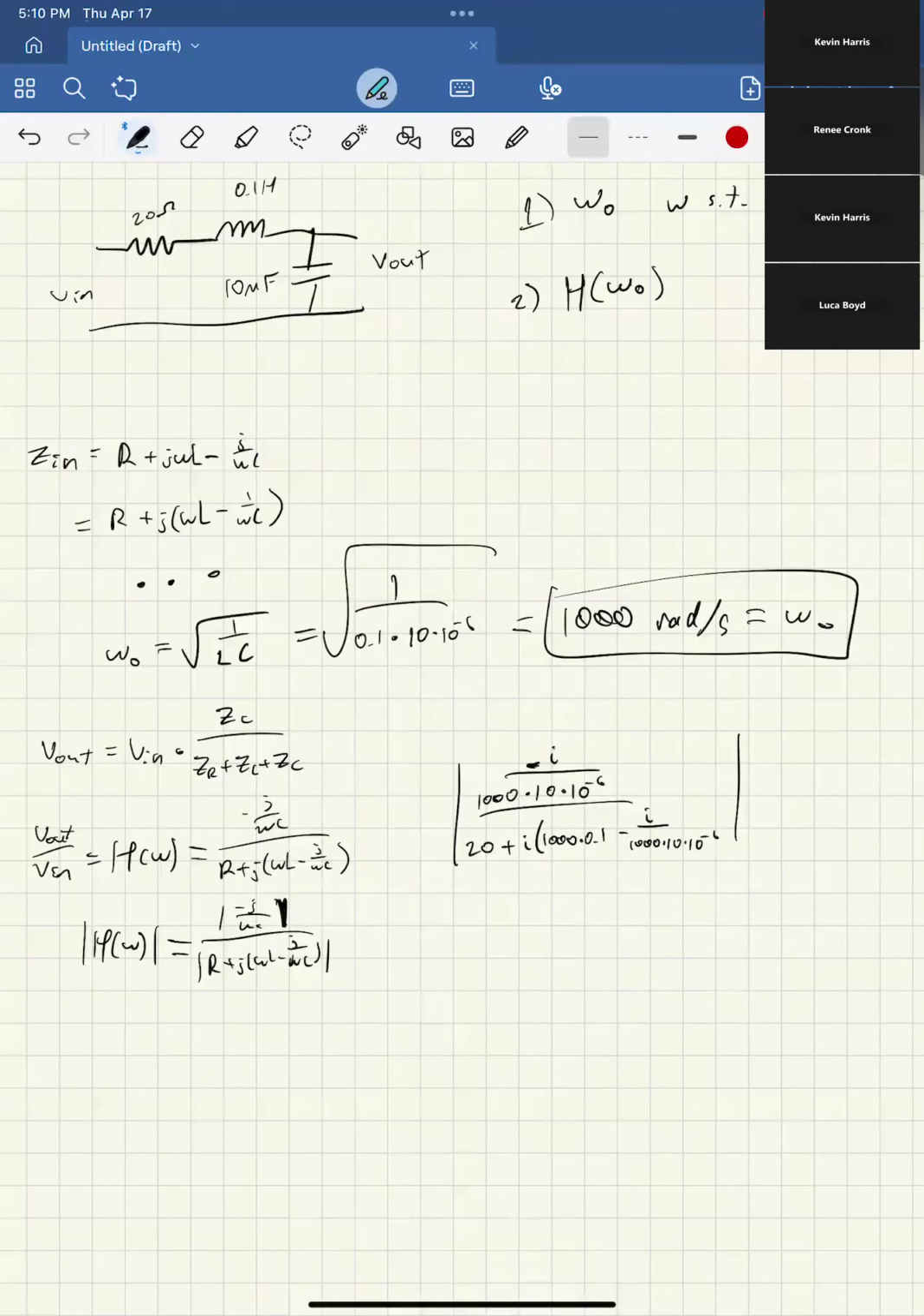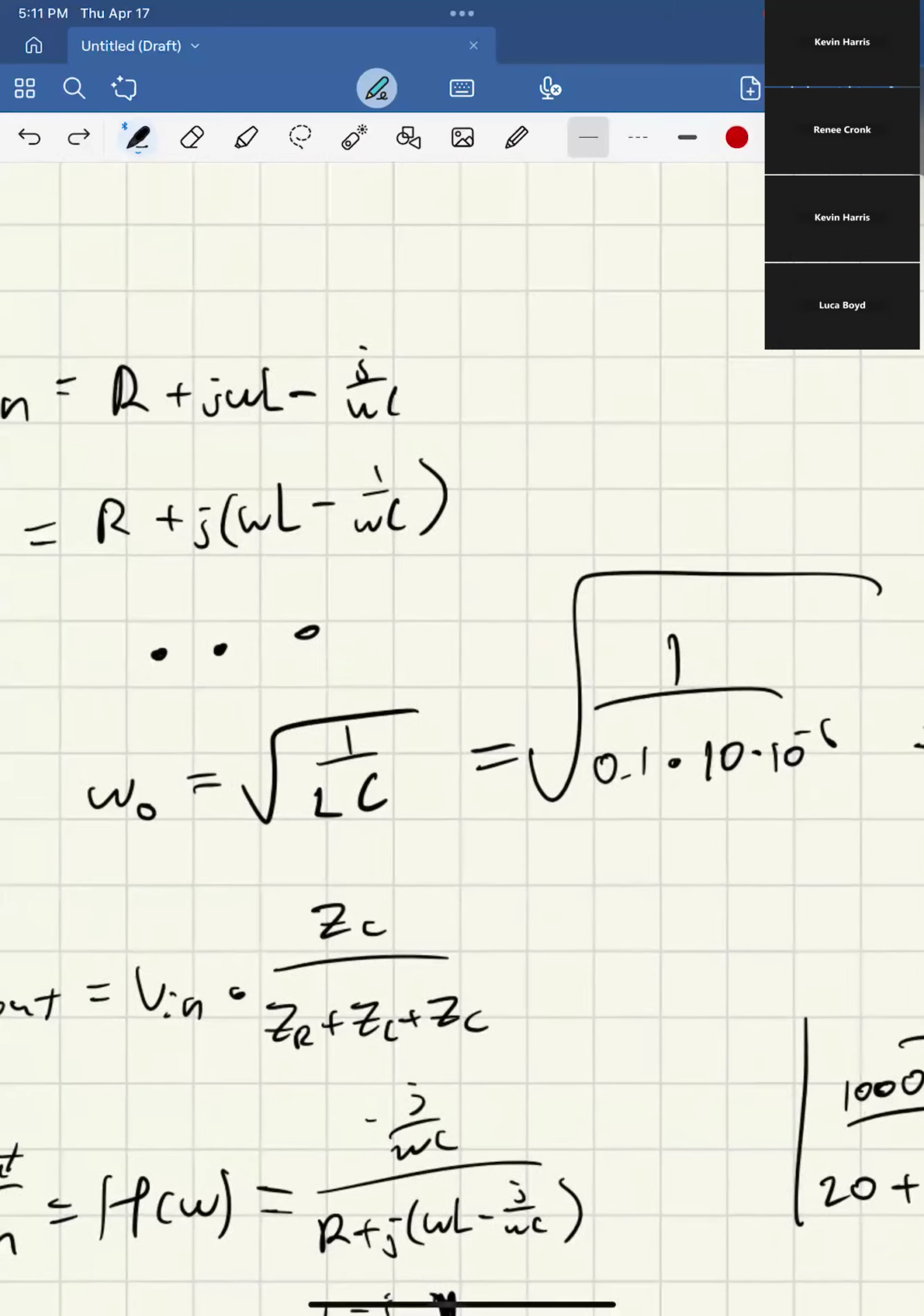Someone asked, what does omega naught mean? Okay, so the resonant frequency of any circuit is when the inductors and capacitors basically cancel each other out. And what that means is it's when the imaginary part of the input impedance is zero. You have to think about it a bit.